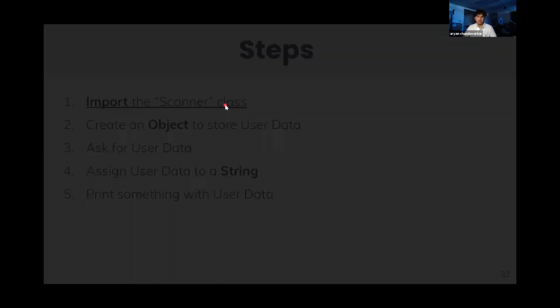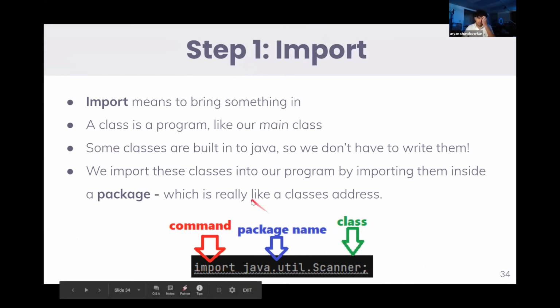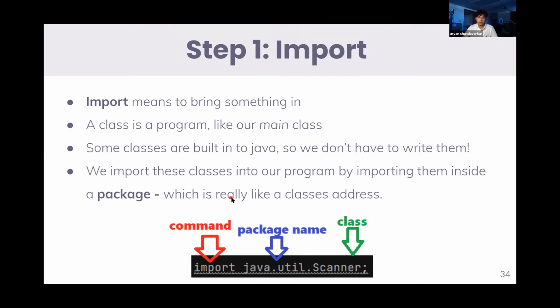Now, what does this mean? Well, an import means to bring something in. And a class is just a program. It's like our main class. Whenever we create a new project, we create a new class. And so each class is just a different word for a program. And so programs do things. Some classes or some programs are built into Java, so we don't have to write them down every single time, but we have to find a way to access them.